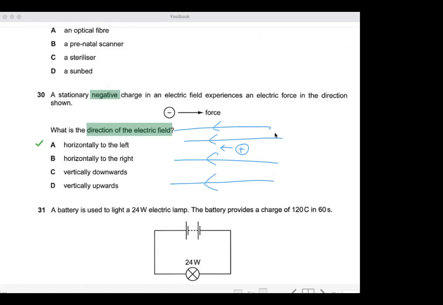So the answer is A, horizontally to the left. Okay, well done to all of you. Let's go to the next question.